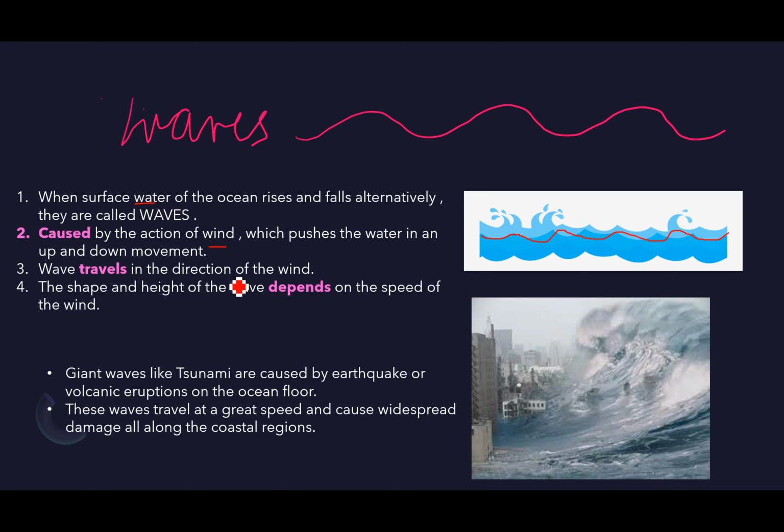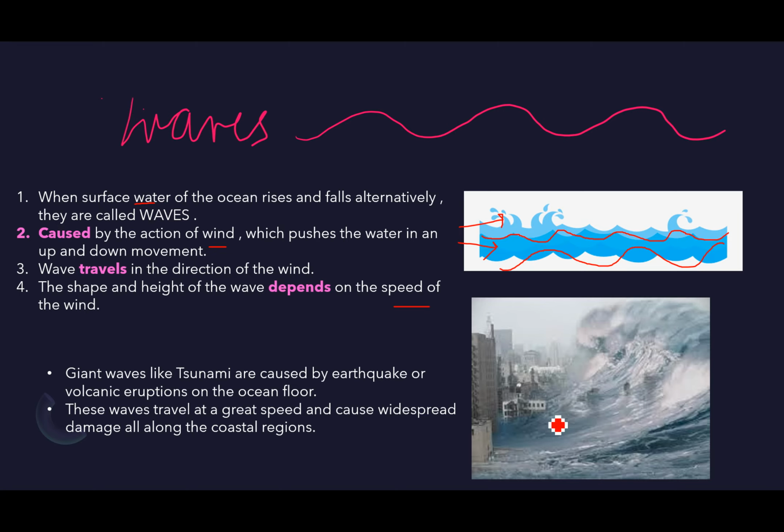Now, another thing you have to understand is the wave will always travel in the direction of the wind. So if the wind is in this direction, the wave will also travel in the direction of the wind. And how much will be the shape or the height of the wave will also depend on the speed of the wind. That means these waves, when the surface water of the ocean rises and falls alternately, are caused by the action of wind, and the wave travels in the direction of the wind. Shape and height of the wave depend upon the speed of the wind.